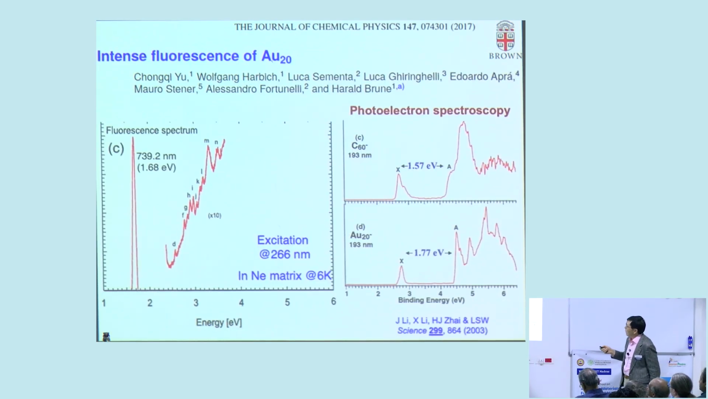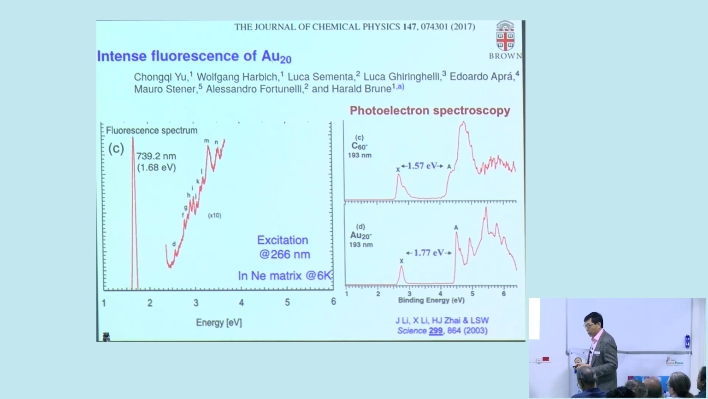And more exciting, right? This is the Wolfgang Harbich group. They deposited the gold 20 in a neon matrix, and they looked at the fluorescence. They find that this cluster in neon matrix has near 100% fluorescence, and it fluoresces at around 1.680 eV.